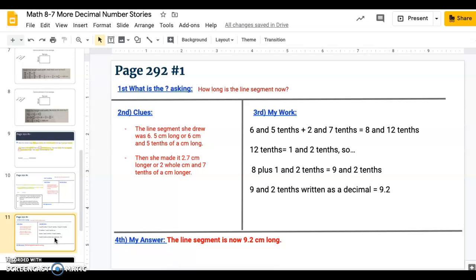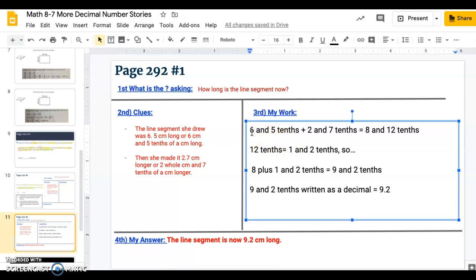How could I do my work? Well, here I know 6.5 or 6 and 5/10 can be written like 6 wholes and 5/10. And I know if she made it longer, she added onto it. So I'm going to add 6 and 5/10 plus 2 and 7/10. So if I add the whole numbers first, 6 plus 2 gives me 8. And 5/10 plus 7/10 gives me a total of 12/10. 12/10. 12 over 10. Is there another whole?